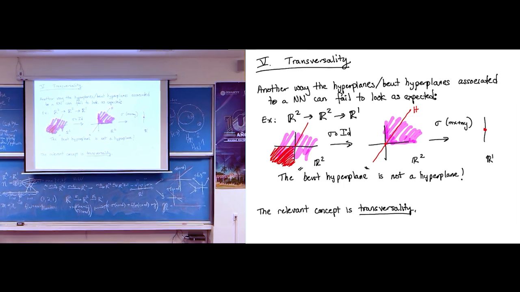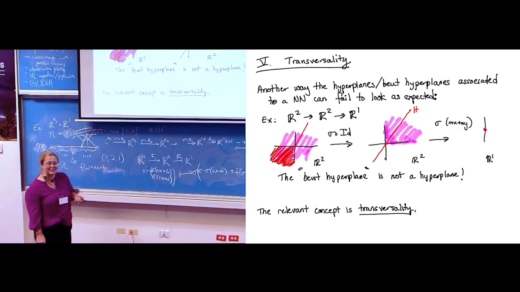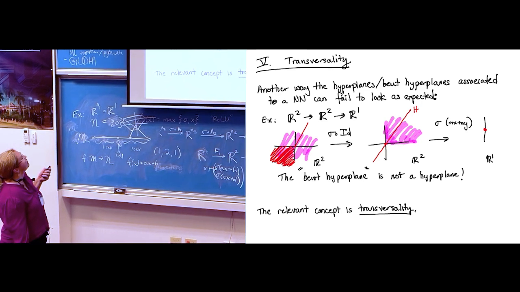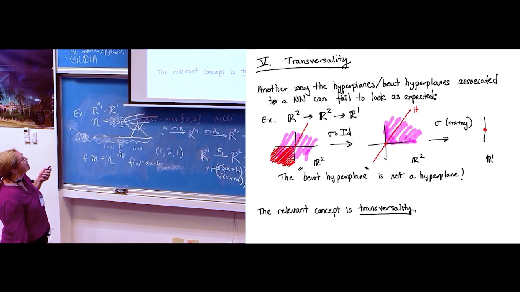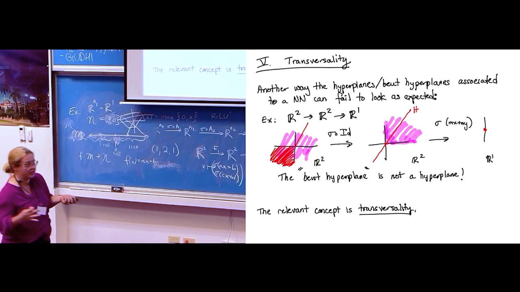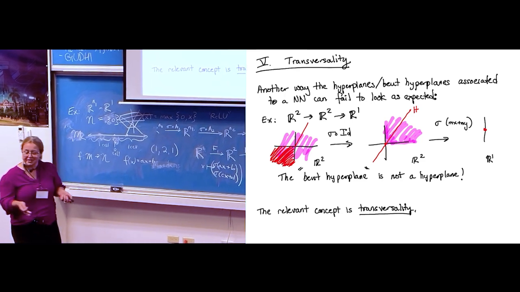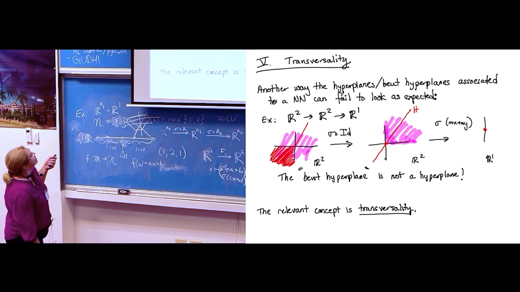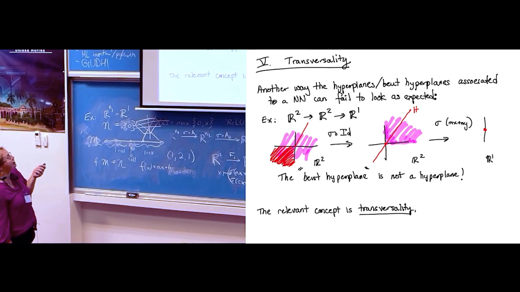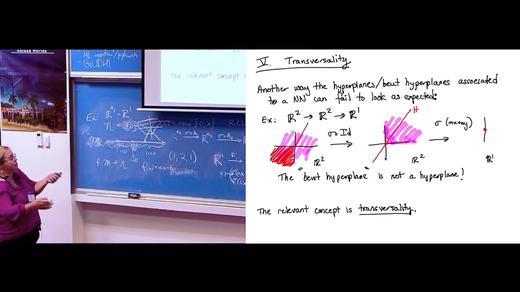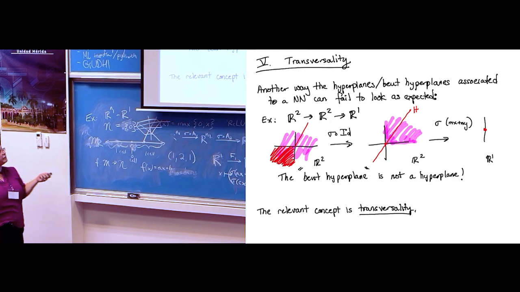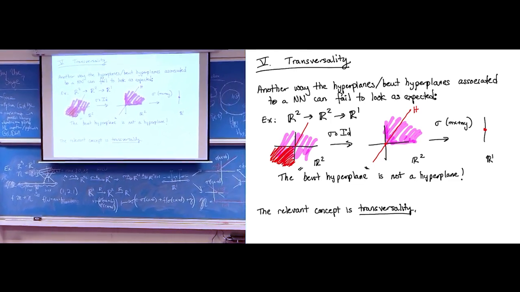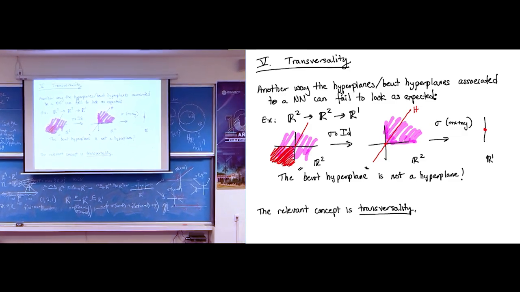All right, so now I'm ready to talk about part 5, transversality. So we're back to ways that this picture could fail. Before we were talking about genericity, now we're on number 2, transversality. Here is another way the hyperplanes, or bent hyperplanes, if you pull them all the way back, associated to a neural network can fail to look like what you think they should look like.